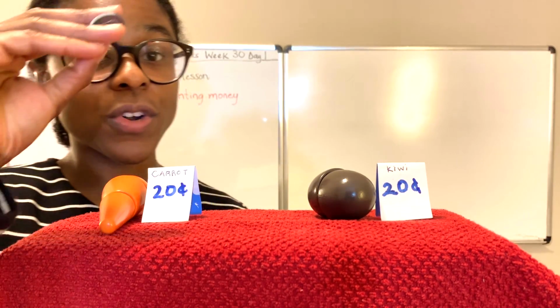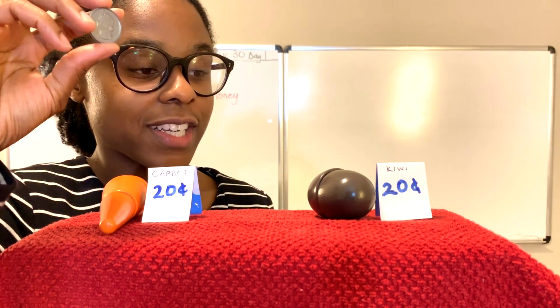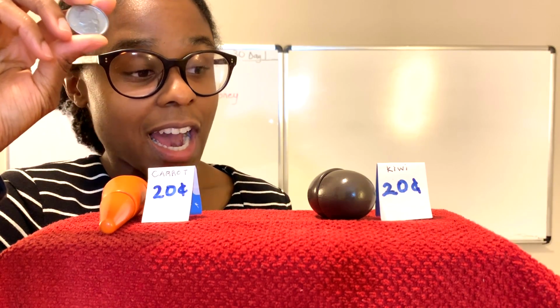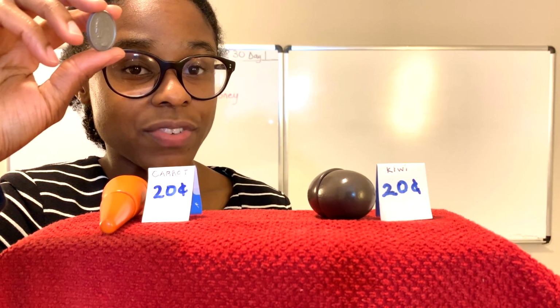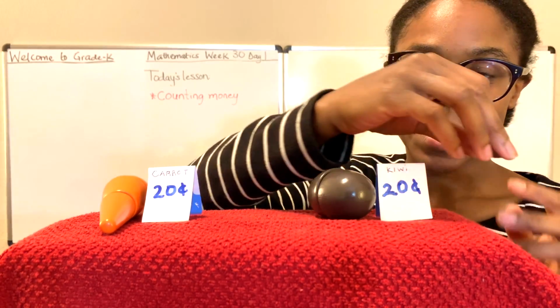Now, I have a quarter here, but I only have a quarter. And I was taught in class that the quarter has a value of 25 cents. I know this kiwi only costs 20 cents. My quarter is 25 cents. I can give it to you. Could I have your kiwi? Yes, you can have the kiwi.